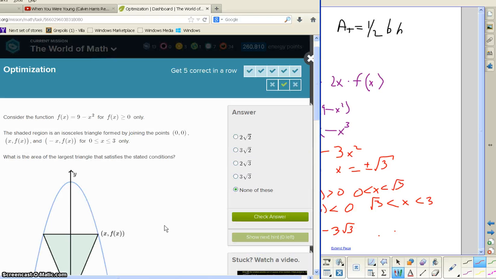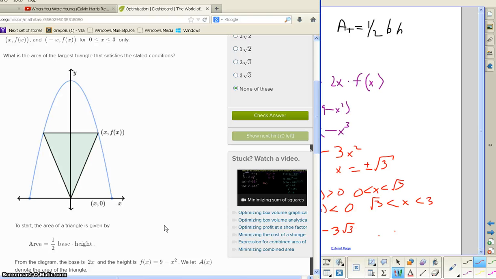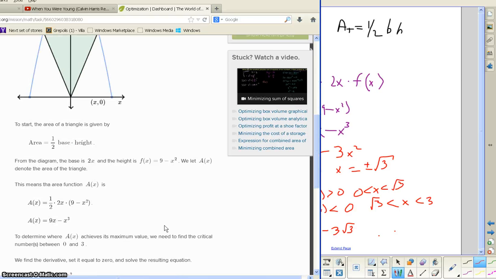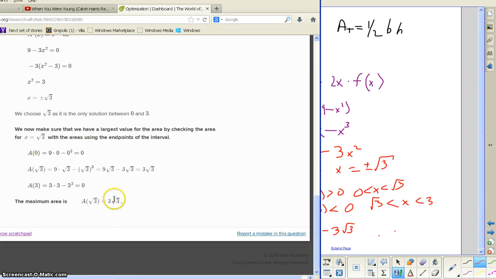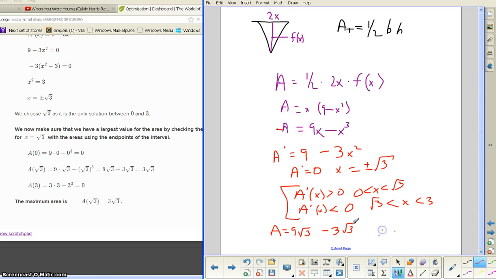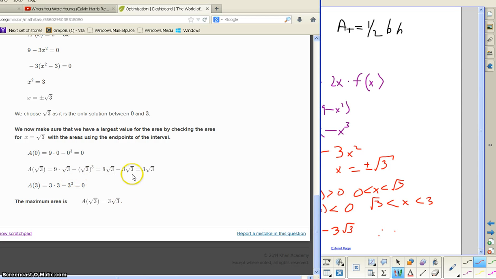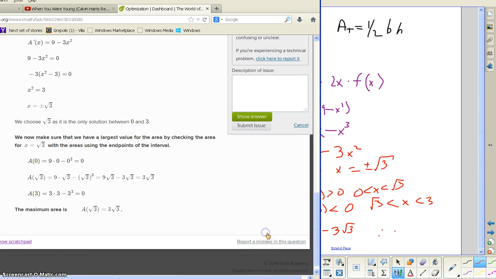I think this is one of those times I have to disagree. Unless they're going to allow the triangle to be flipped the other way, they cannot. And this would be 6 square roots of 3 here, we all agree. You think about A of 3 here, I don't agree with this because 3 times 3 is 9, 9 minus 27, well that's 0. So the maximum area, they made a math mistake right here. It is 6 square roots of 3. So we're going to report a mistake here.